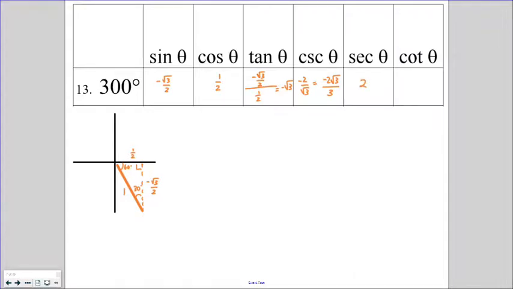And then cotangent is going to be 1/2 over negative root 3 over 2, which is negative 1 over root 3. Or you could have taken the reciprocal of tangent. Now I have to rationalize that. That is negative root 3 over 3. Okay, so draw the diagrams for 14, 15, 16. You can do it right next to the angles on page 7.